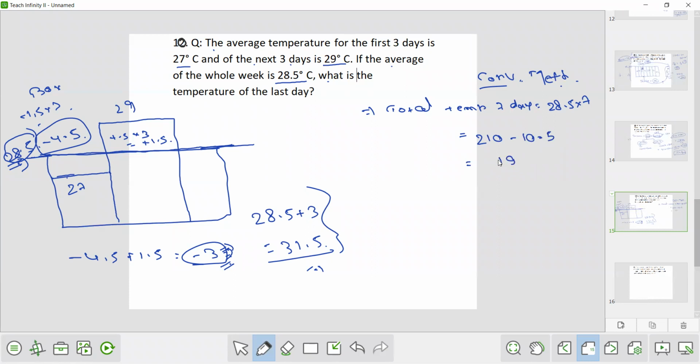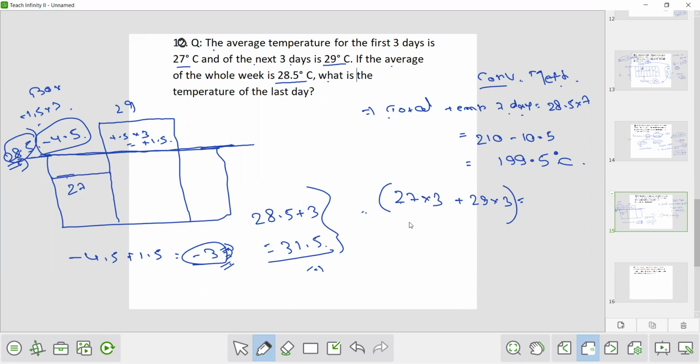So it will become 210 minus 10.5, that is 199.5. Now this is 199.5, means the total temperature for 7 days is 199.5 degrees Celsius. Now the total temperature for the first 3 days is 27 into 3, and the total temperature for the next 3 days is 29 into 3. So we know the total temperature for the 6 days and for the 7 days. By removing the total for the 6 days, we can find the total temperature for the 7th day.